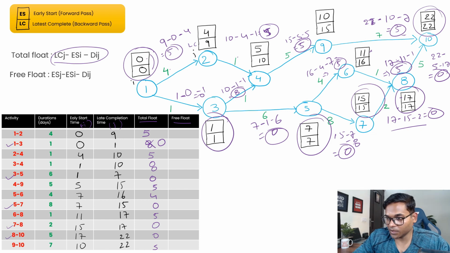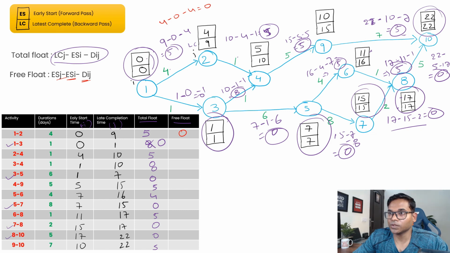Let me change the color. Let me take this one. So for the free float, it is ES of J minus ES of I minus T of IJ. So if this one is your J and this is your I, it should be 4 minus 0 minus 4, which is your 0. For this part, 2 to 4, let's mention here only 0.